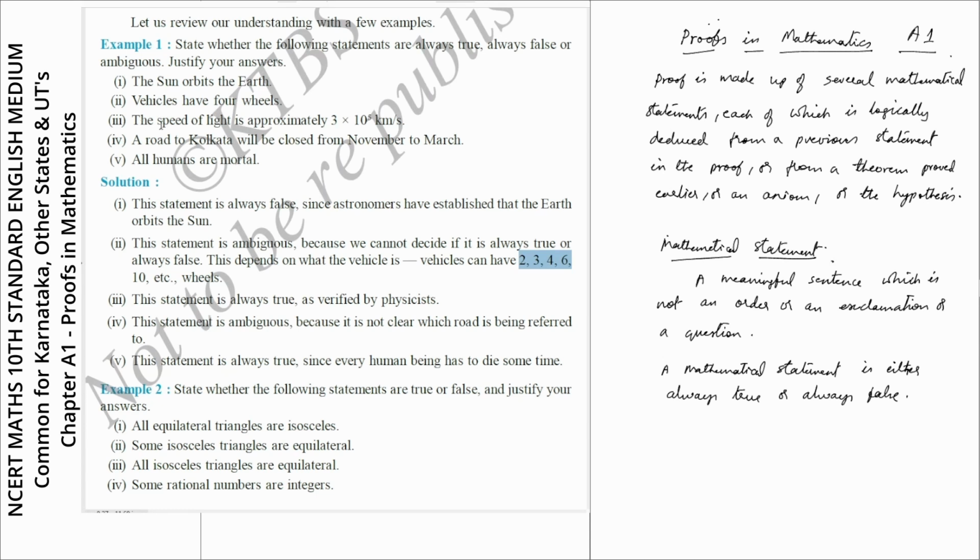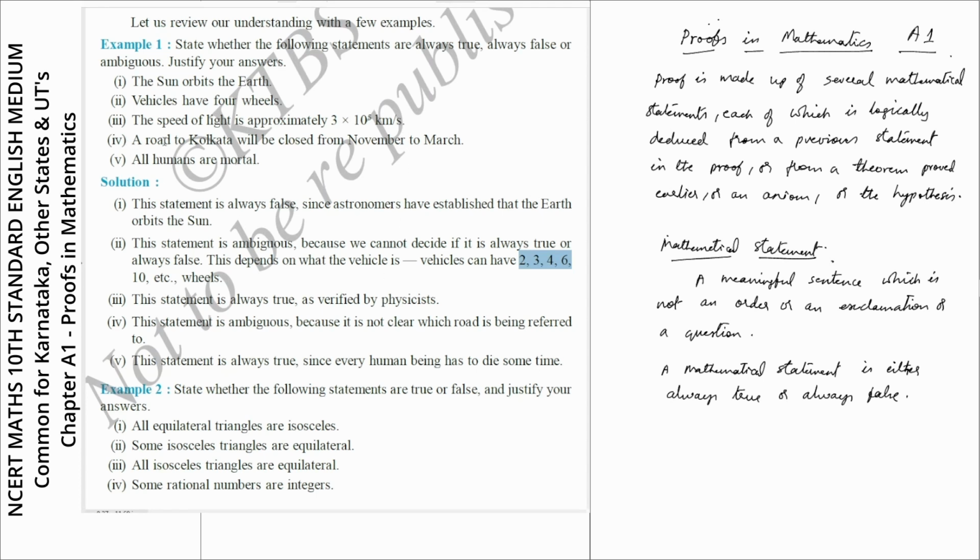The next, the speed of light is approximately 3 into 10 power of 5 kilometers per second. So this is true. The statement is always true as verified by the physicists. So the speed of light is 3 lakh kilometers per second, which means 3 into 10 power of 5 kilometers per second.